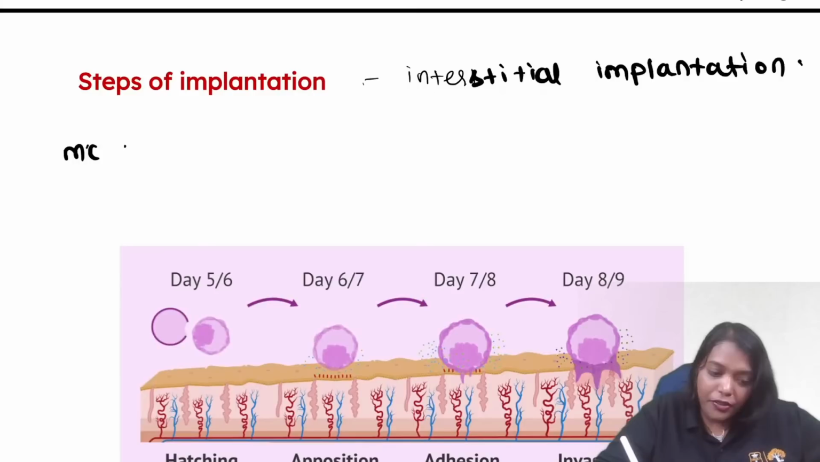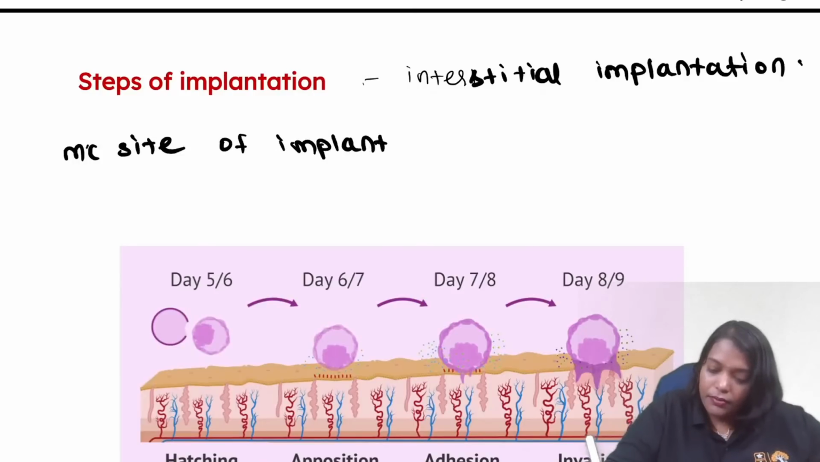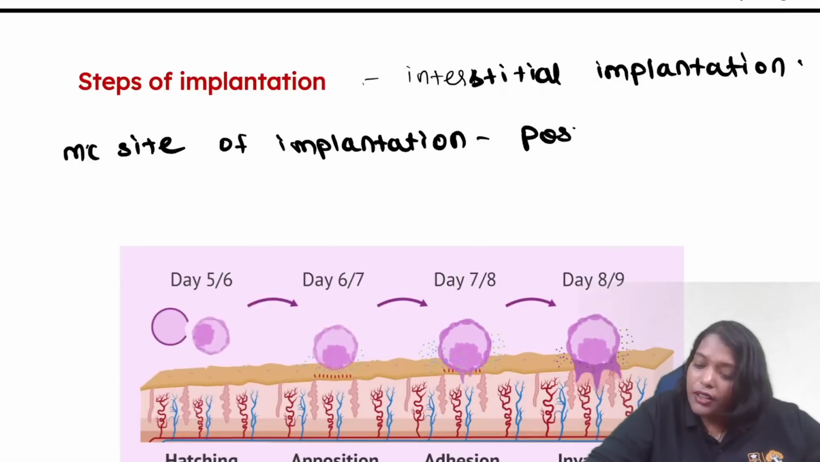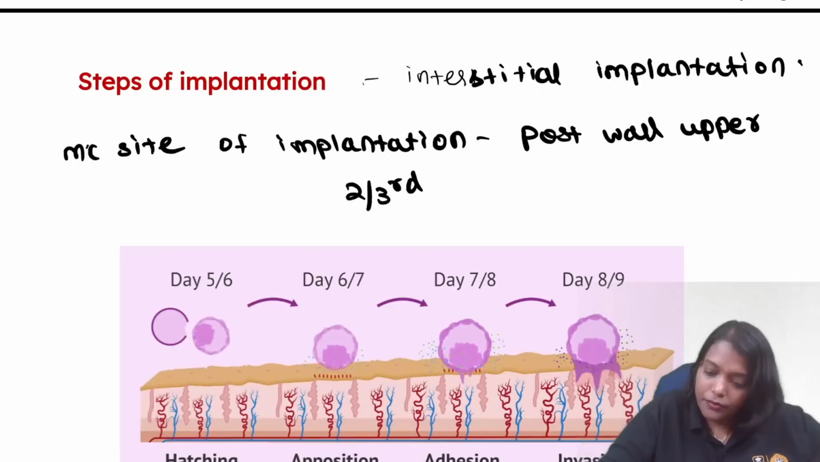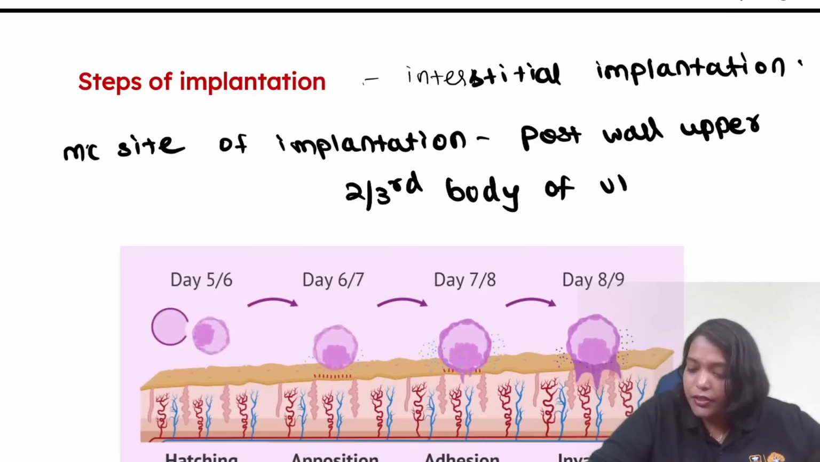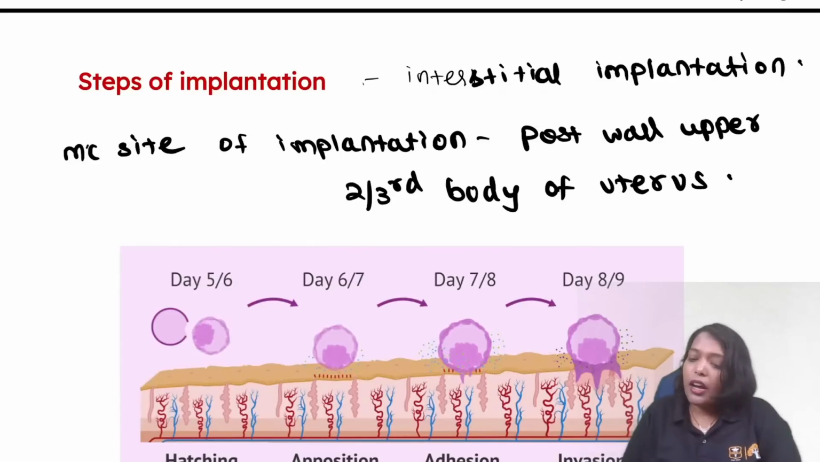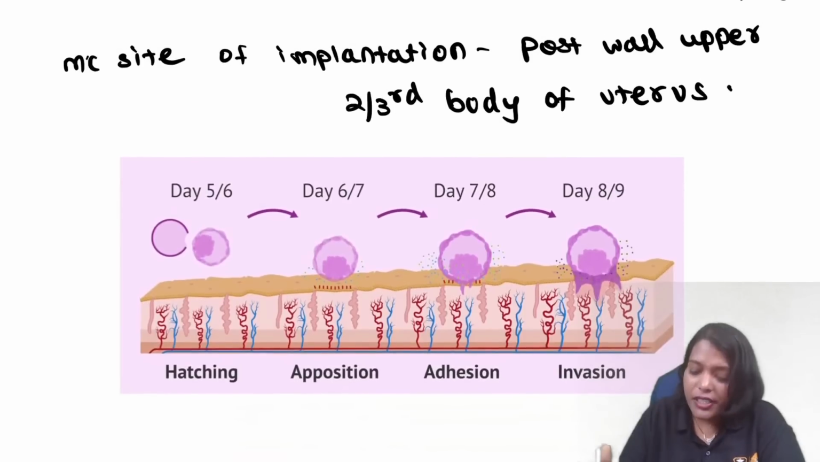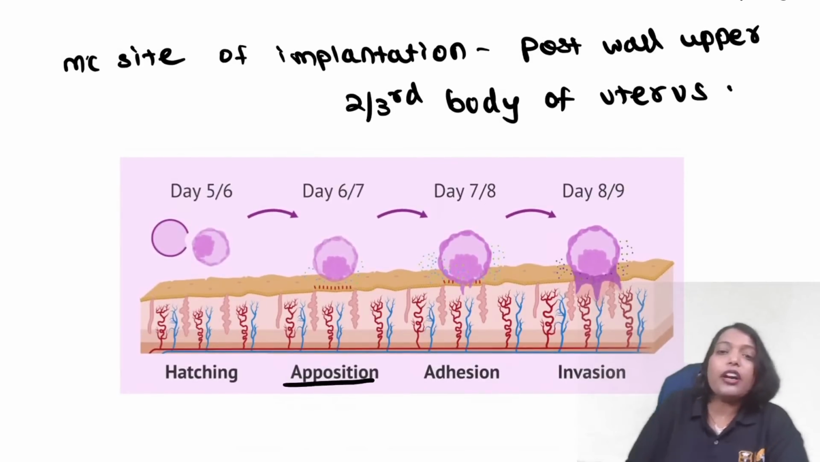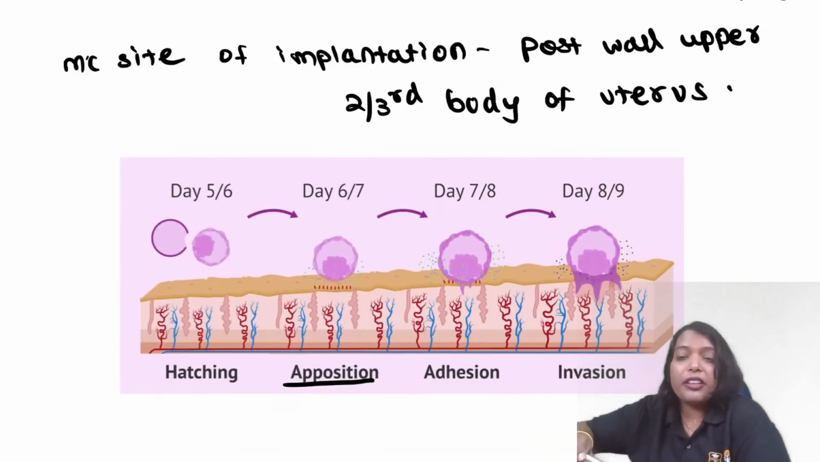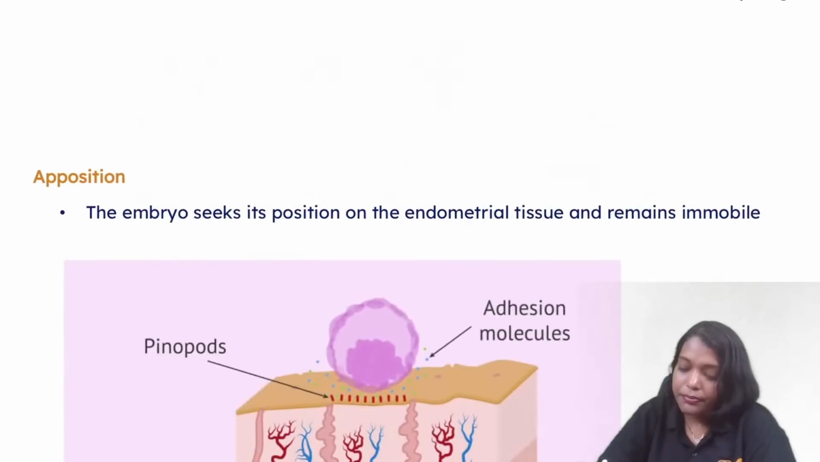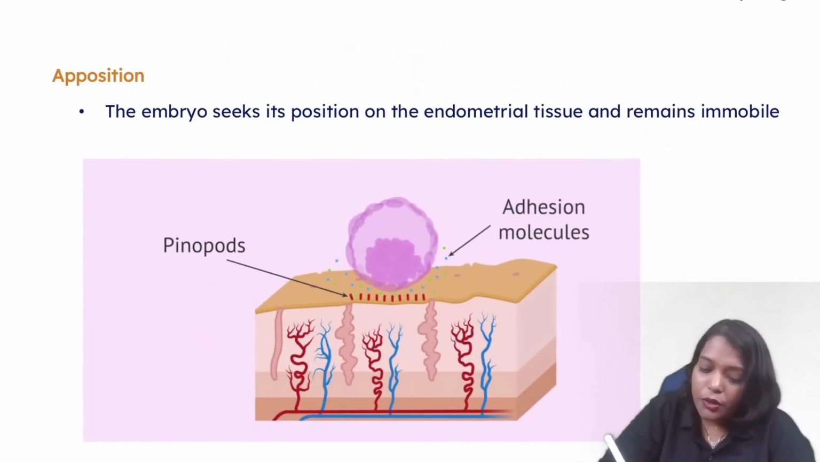So the most common site of implantation is posterior wall, upper two-third, body of the uterus. Posterior wall, upper two-third, body of the uterus. Okay. And the steps of implantation are, first it will just get attached to the endometrium. That's called apposition. Then it invades into the endometrial epithelium. So first step is apposition. Just write what I'm writing.